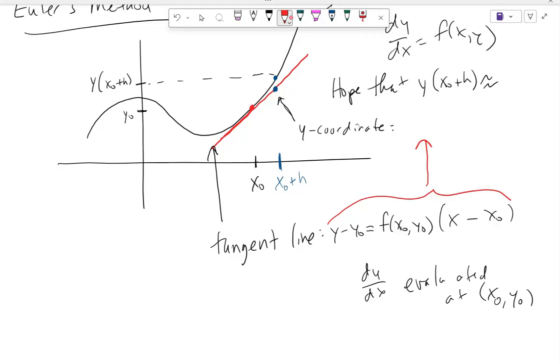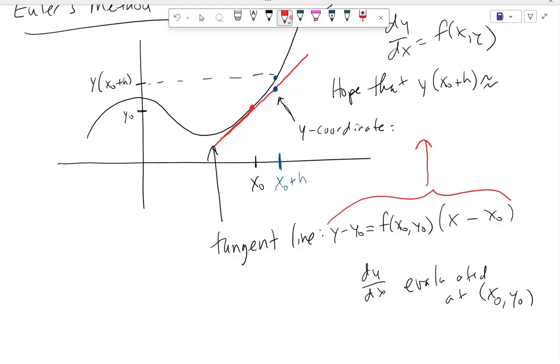Well, we already have the f of x, y. Now we're using the tangent line to get to the next point. How do I find the y coordinate on that line? By putting in what? I agree with you that we need to solve for y, but what do we need to plug in? X naught plus h, the x value that I'm interested in. I want to figure out what the y coordinate is above x naught plus h.